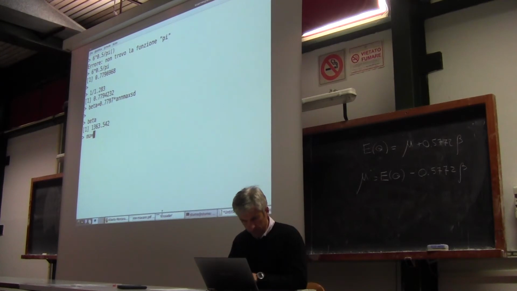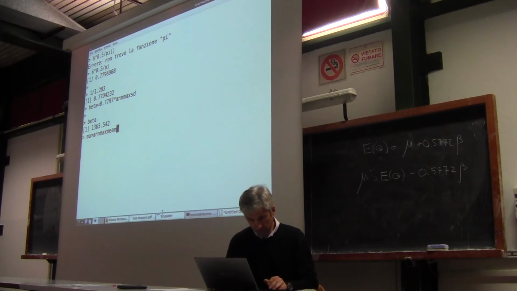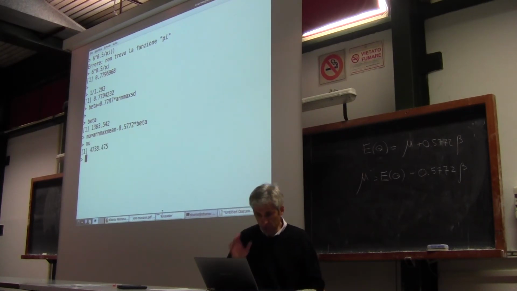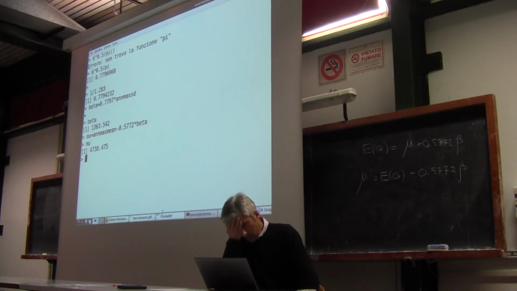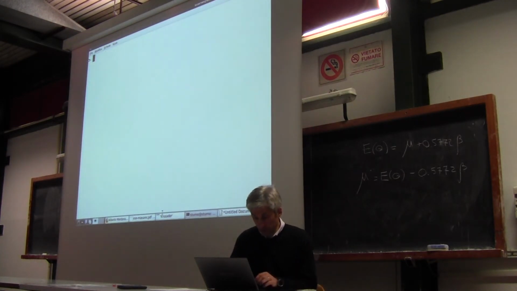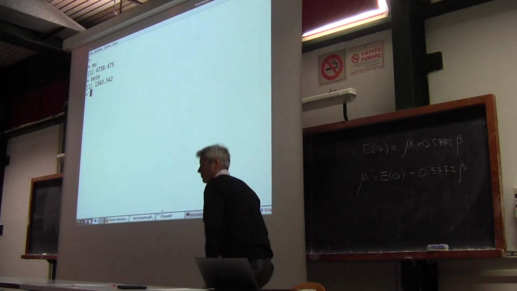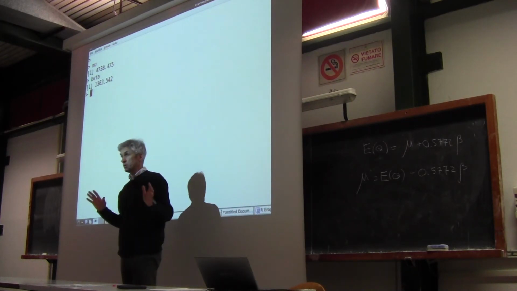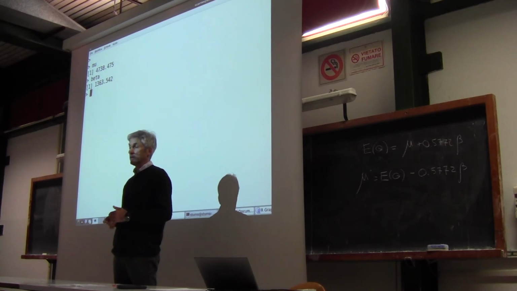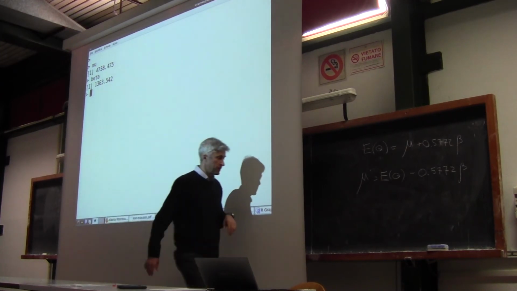Sorry, mu is equal to max mu minus... okay, let's see mu, it's this value. Perfect, so we have mu and beta. Good. Now we are able to compute the river flow with an assigned return period, the peak flow with an assigned return period. In order to do that, we have to use the Gumbel distribution.